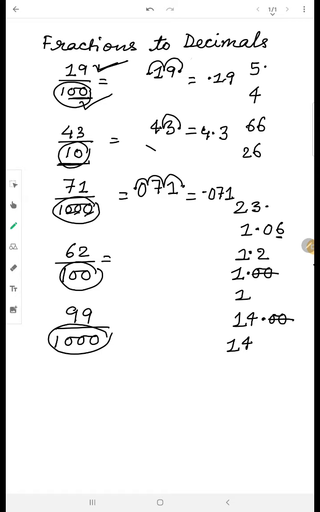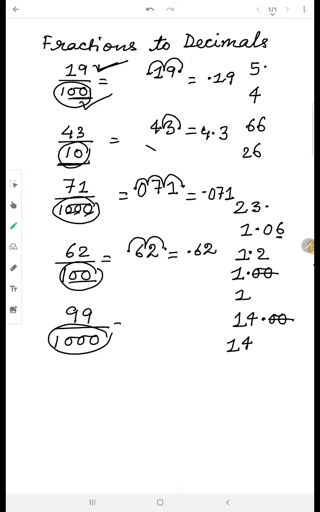Let's look at the fourth example. 62 divided by 100. In 100, how many zeros are there? 2 zeros. At the beginning, 62 has its decimal at the back of it. How many digits are there? 1, 2. That means my decimal point will move by two places. Here you had both the digits, so you did not need to add any zeros. So your answer will be 0.62.